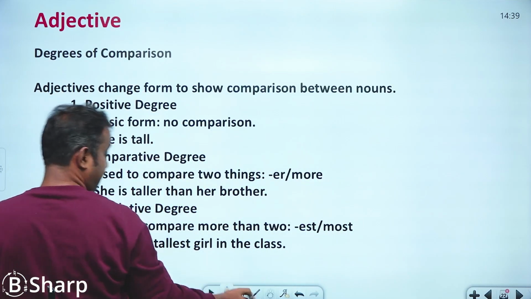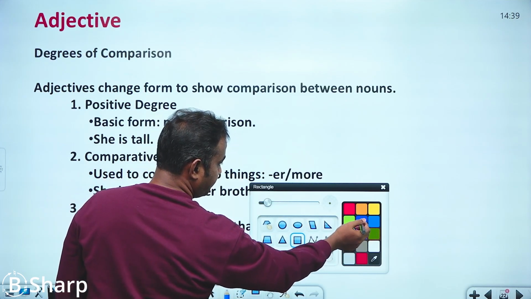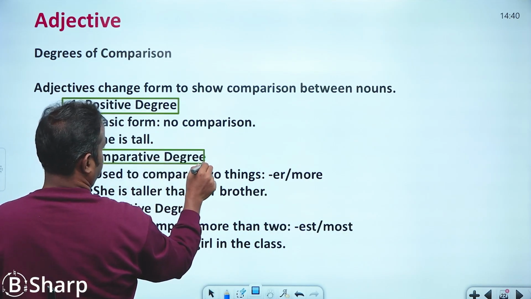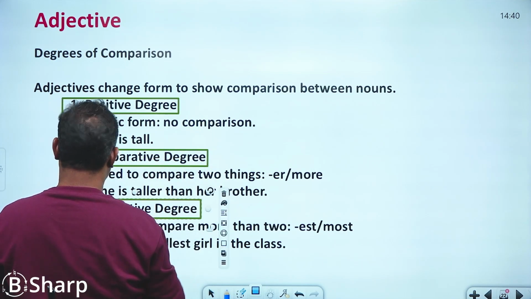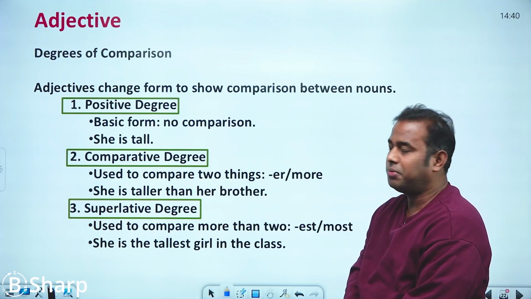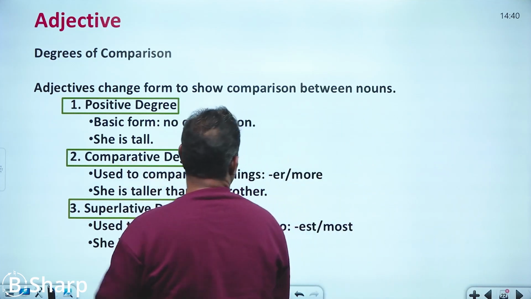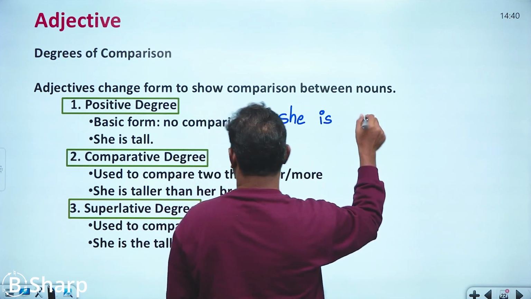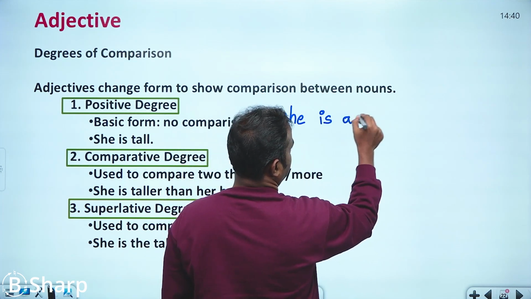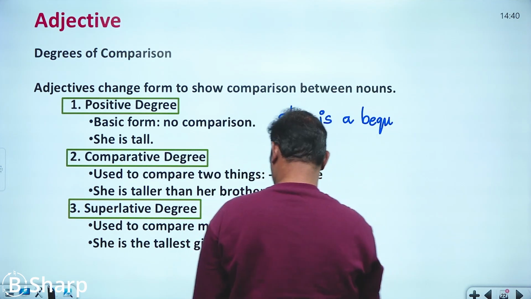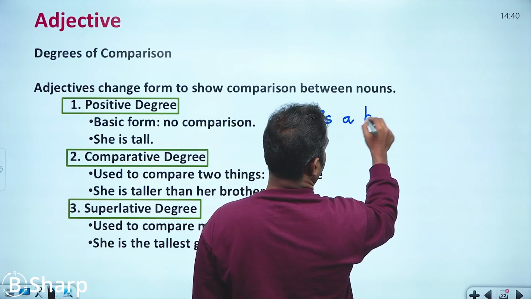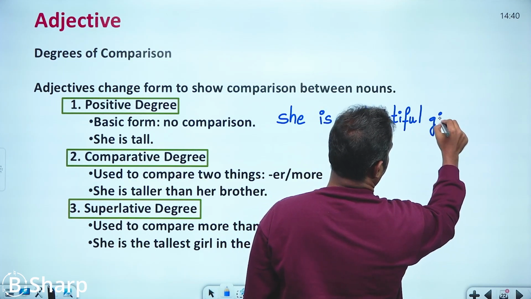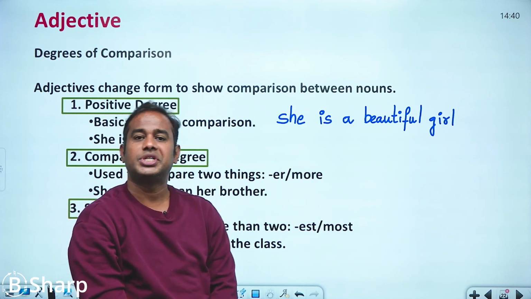The adjectives can be in a positive degree, a comparative degree, and a superlative degree. What do you mean by positive, comparative, superlative? I will write like this: she is a beautiful girl. What I have written is, she is a beautiful girl.